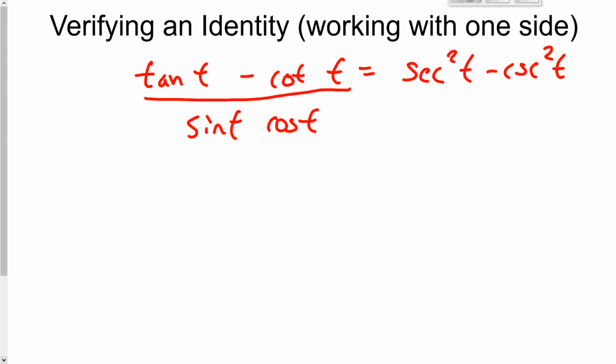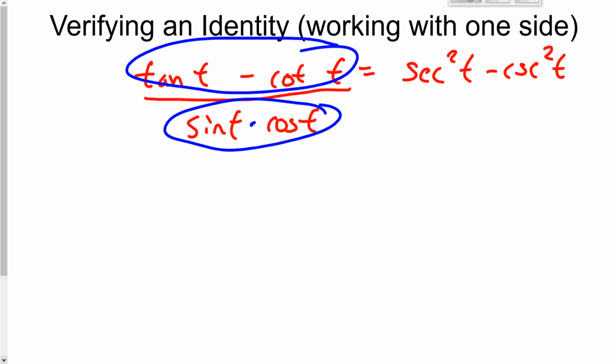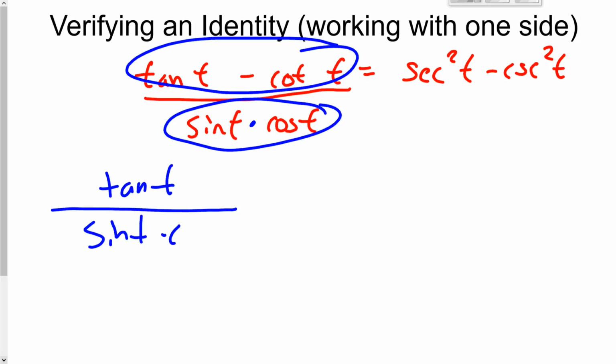So start with the more complicated side, right? So maybe this fraction. So here we have a fraction. We have a binomial over a monomial because this is multiplication here. And t, if you want to switch that to theta or x or whatever you want to switch to, that's fine. Okay, so here we have one fraction. I'm going to go ahead and separate it into two fractions over this common denominator. So tan t over sine t times cosine t minus cotan t over sine t times cosine t.